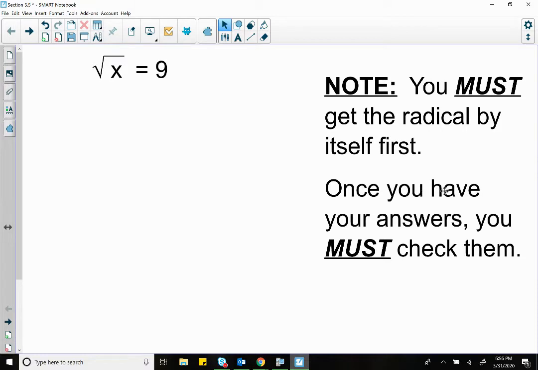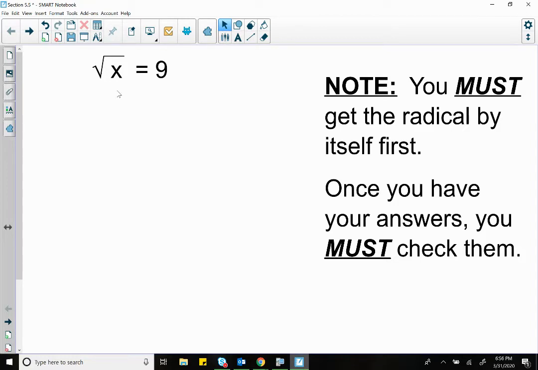Okay. Then the other thing that you have to do, just like what happened with rationals, is that we must check our answers. Two things that are an absolute must: get the radical by itself and check your answers. So if we look at this, our radical is by itself. This is ready to go to be solved.